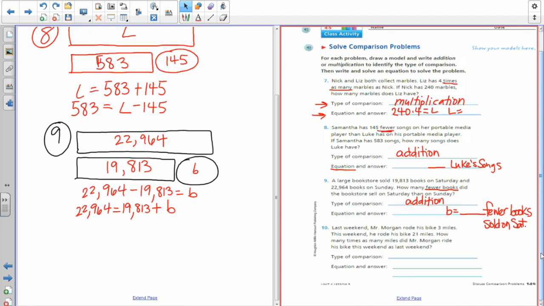Number 10, last weekend, Mr. Morgan rode his bike 3 miles. This weekend, he rode his bike 21 miles. How many times as many miles did Mr. Morgan ride his bike this weekend as last weekend? There are those magic words: how many times as many? So I'm hearing that this comparison of numbers is going to be multiplication.